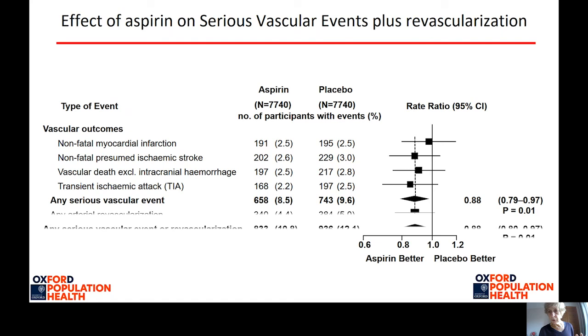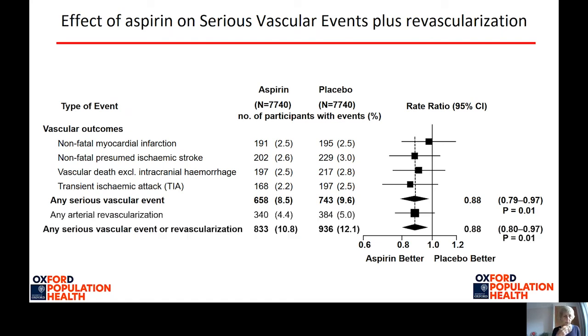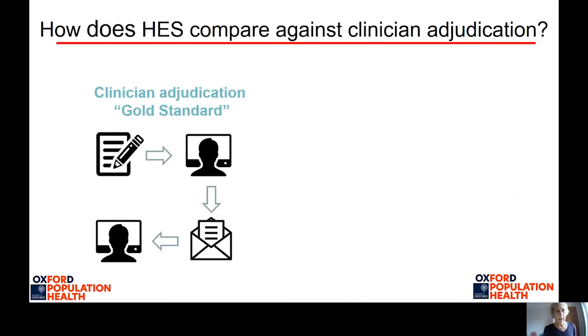And if we also included revascularization, it was also a 12%, reasonably highly significant reduction. But of course, I'm not showing you this now, but we did also see about a 40% increased risk of bleeding. And when we look at the balance of the benefits and the harms, it's not clear really that for these low-risk patients, the benefits of aspirin really outweigh the risks.